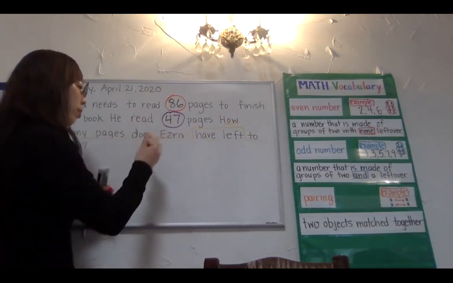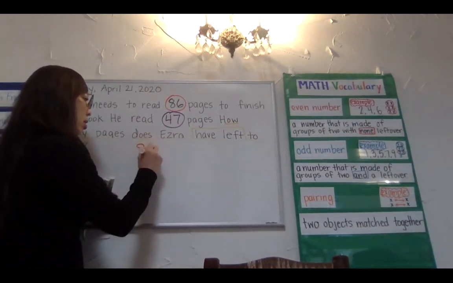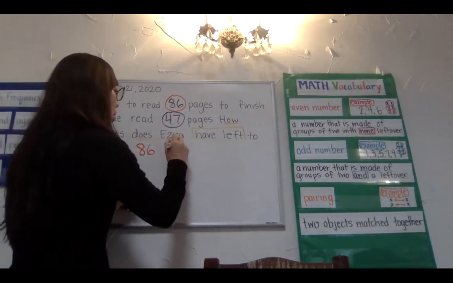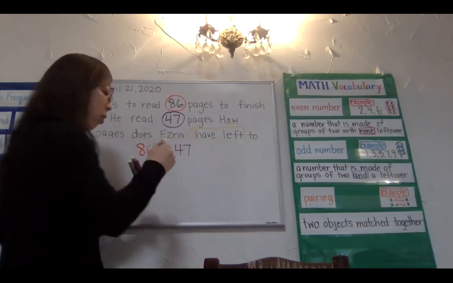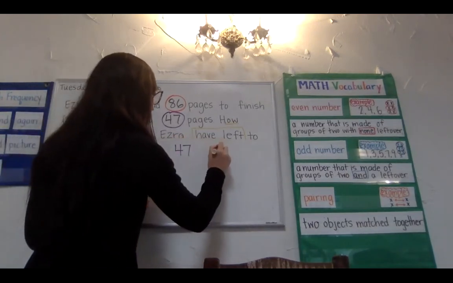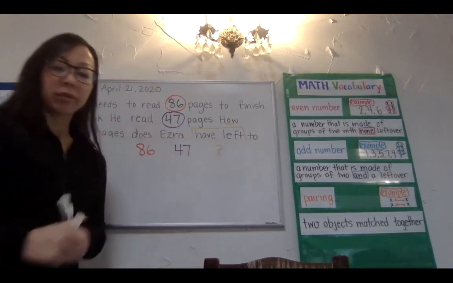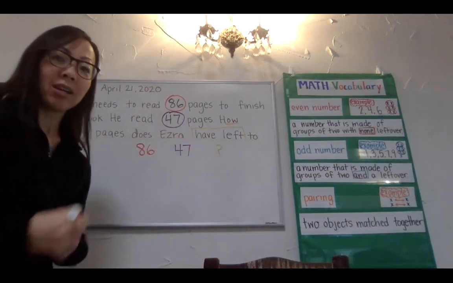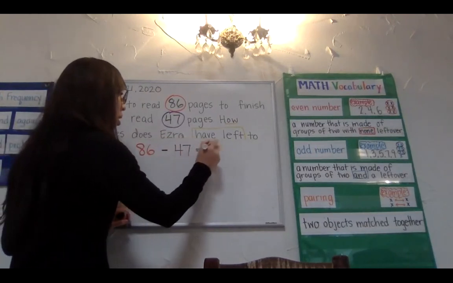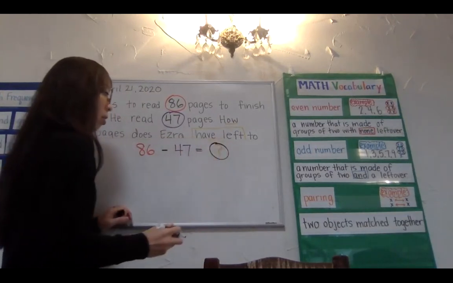So we have 86, and we have our 47, and we know what our job is: to figure out what he has left. Well, that tells me, if I'm finding what he has left, that we have to subtract our 47 to be able to get our difference. All right, so let's do this job.